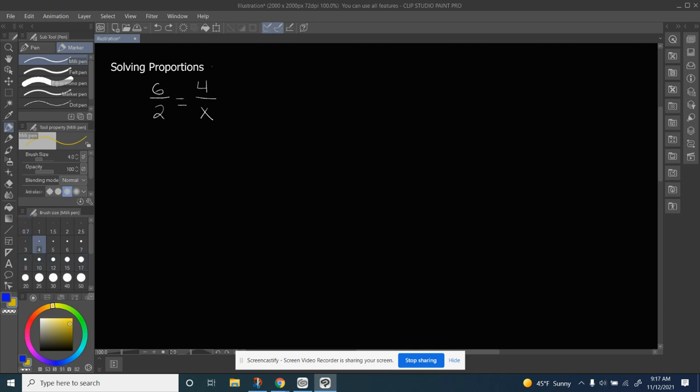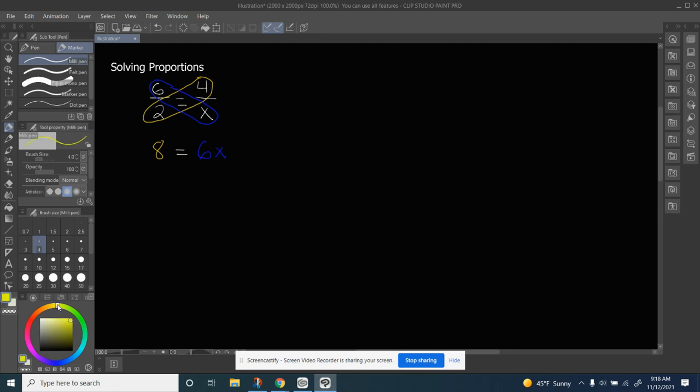Now this is the first method I'm going to show you. I'm going to show you two different methods. So when we say cross multiply, we're going to multiply diagonally. So I'm going to start by multiplying 4 times 2, and 4 times 2 is 8. So we'll start there. And let's say that this is going to be equal to 6 times x. Now notice I'm multiplying diagonally across this ratio, or across this proportion. And 6 times x is 6x.